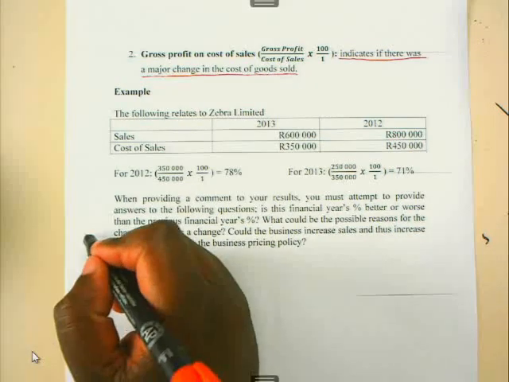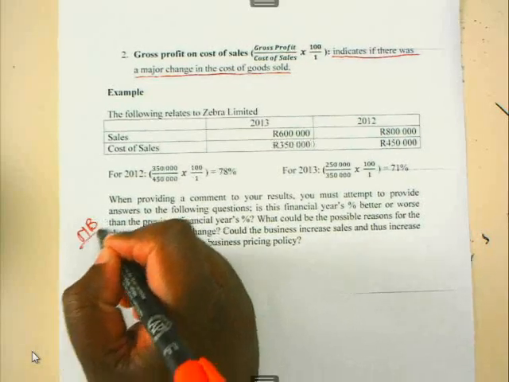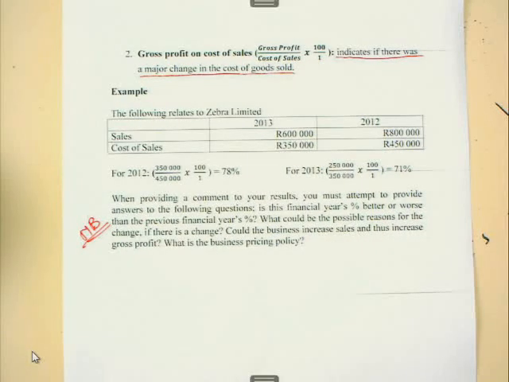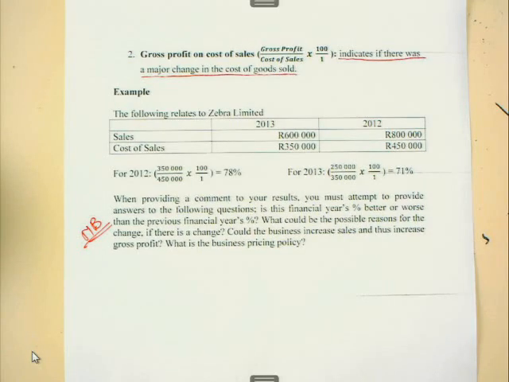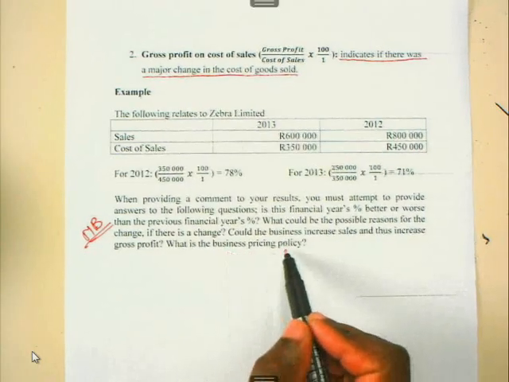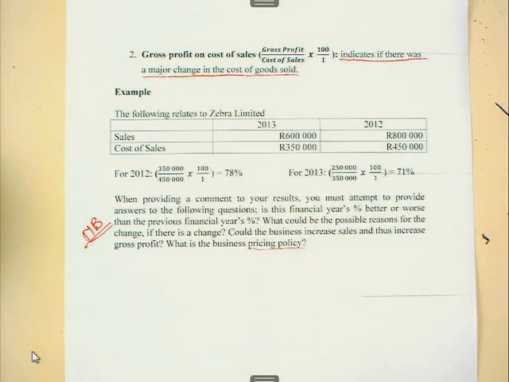What is very important that I want you to understand is the following. When you provide a comment on your results, you must attempt to provide answers to the following questions. Is this financial year's percentage better or worse off than the previous financial year? What could be the possible reason for the change, if there is any change? Could the business increase sales and thus increase the gross profit? We have also added the other one. What is the business pricing policy? Because you are dealing with the cost of sales.